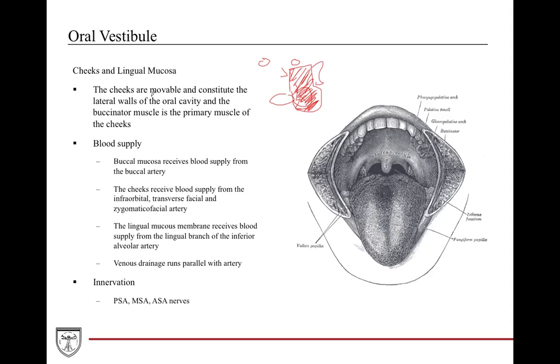Your cheeks are considered to be movable structures, and they're lateral to the oral cavity, and they're moved by structures like the buccinator muscle, which is the primary muscle of the cheeks. The blood supply to the cheeks is by the buccal mucosa and the buccal artery.